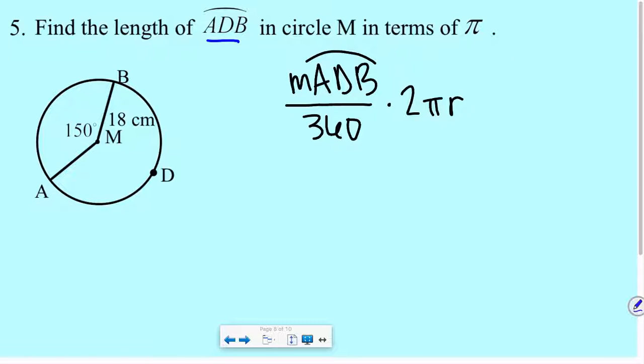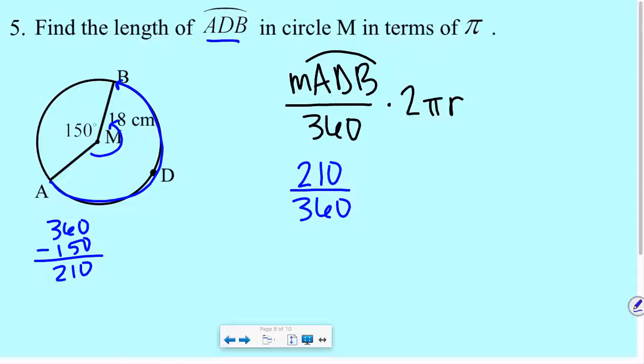If they tell you arc ADB, follow that around. ADB would go with this major arc there. 150, and that guy have to add up to 360. So you need to subtract your 150 over it, and this arc measurement is going to be 210. So instead of the measure of arc ADB, we're going to put 210 over 360 times 2 pi r. And our radius for this circle is what?